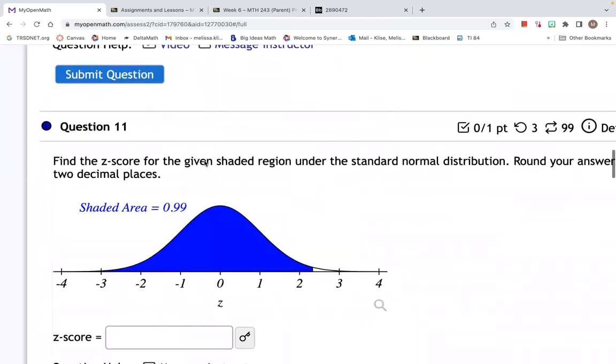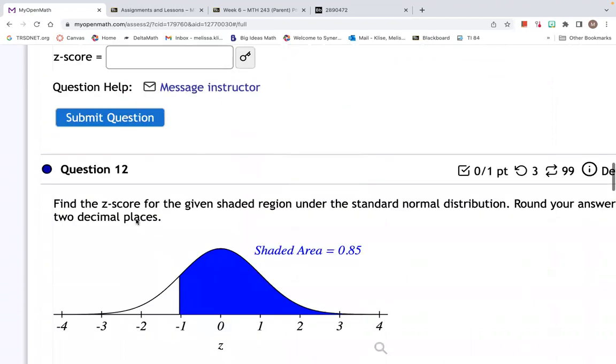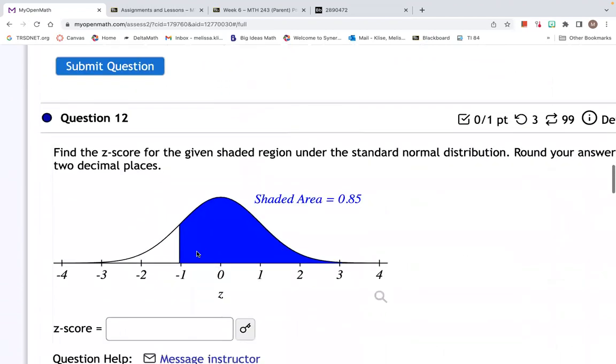And this is the same thing. So this is a shaded area that's 99%. So you would just do inverse norm, 99%. This one right here is the upper. So you would do 0.85, but actually, no, this is a negative. So the shaded area is 0.85, which means this right here is 0.15.